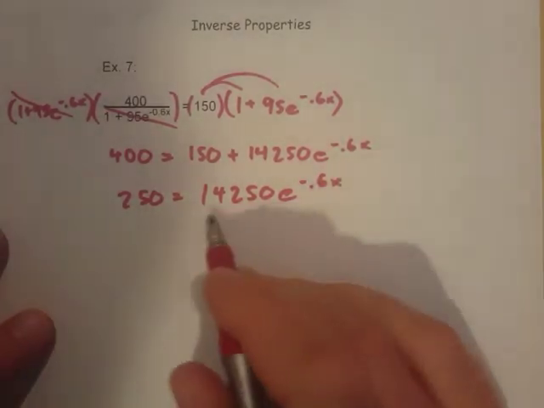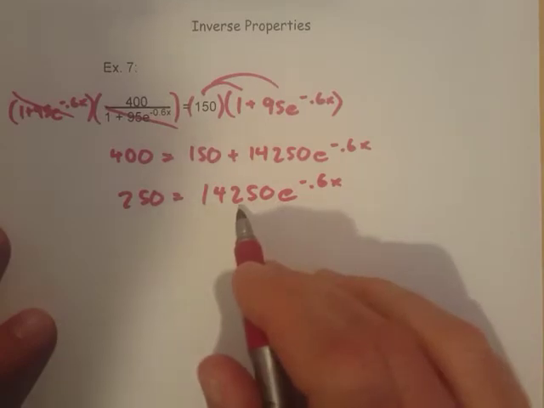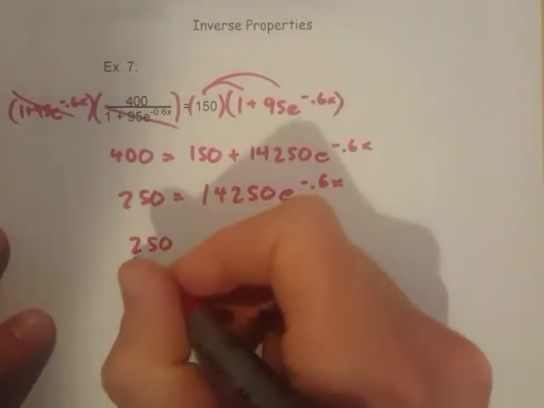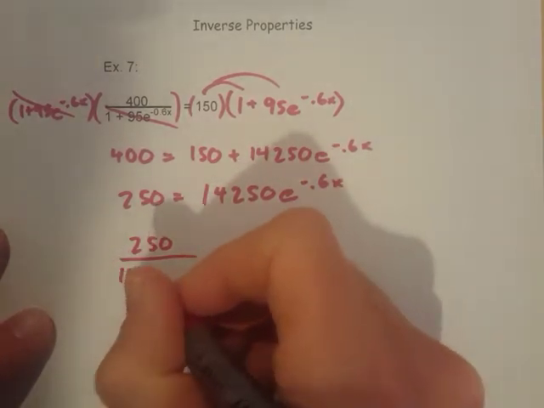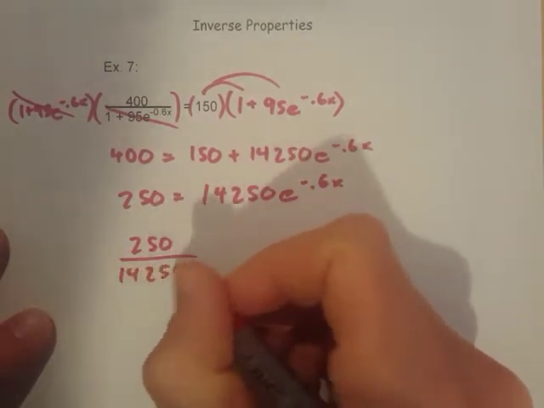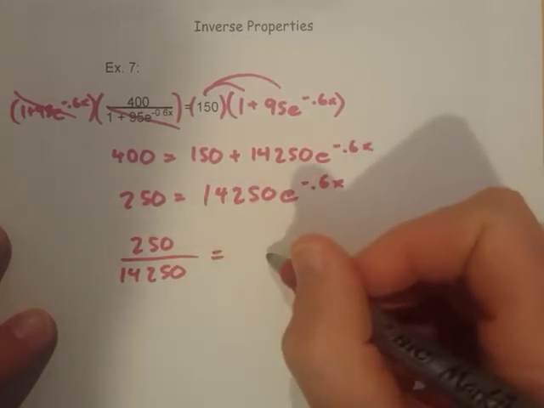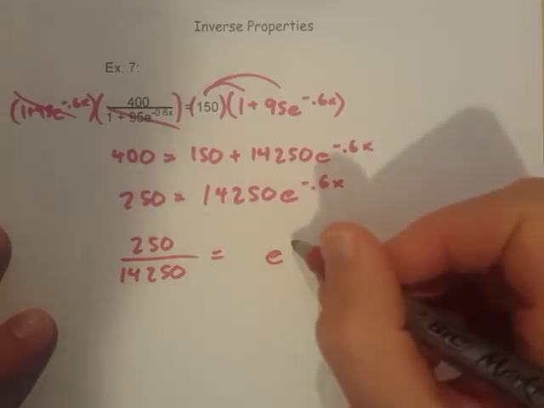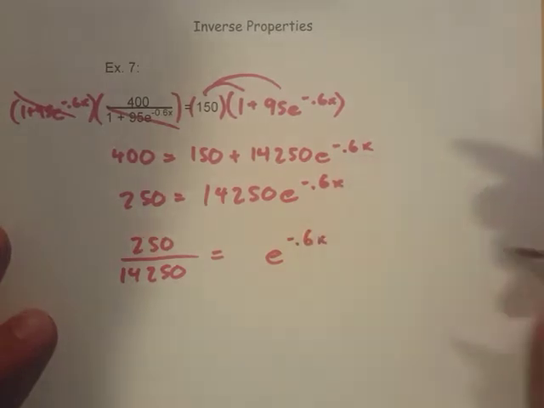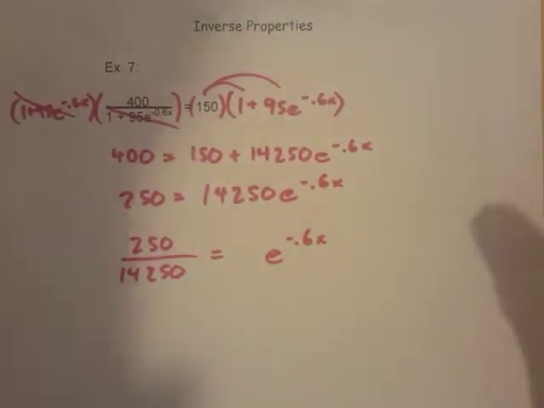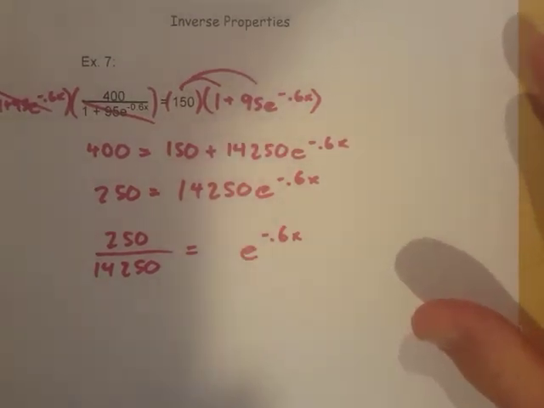Then we want to divide by 14,250 from over here. Now you can simplify if you want, but it's really not going to make that much difference in the next step. I'm just going to put them like that and say that this is e to the negative 0.6x over here. And the reason it doesn't really matter is because the next step is just going to be a calculator step anyway.